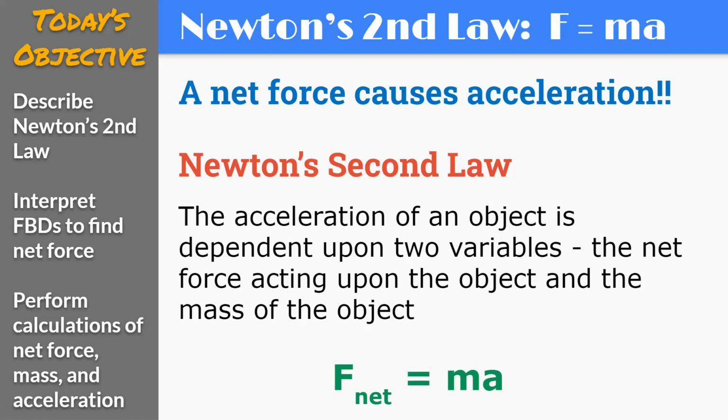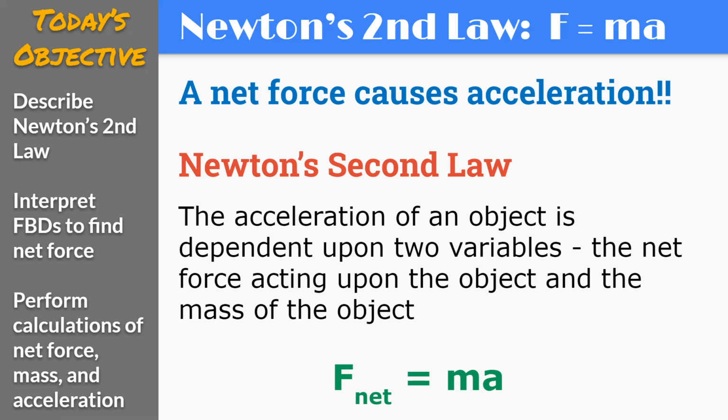Okay, so Newton's second law. Newton's second law states that a net force causes acceleration. More specifically, it states that the acceleration of an object is dependent upon 2 variables, the net force acting upon the object and the mass of the object. And that law can be summarized with the equation that you see at the bottom of my screen. And it's one you probably already recognize. Usually you'll see it more colloquially written as F equals ma. But technically it is F net equals ma, or net force equals mass times acceleration.